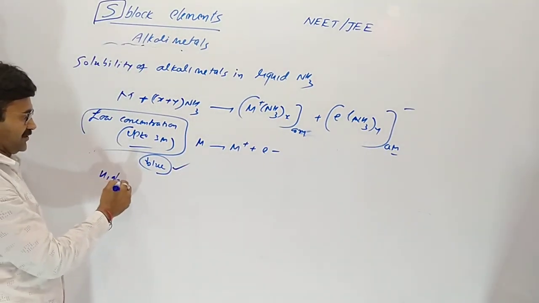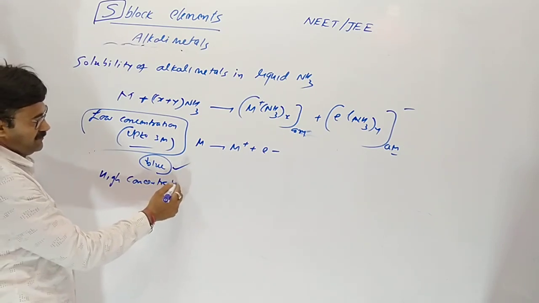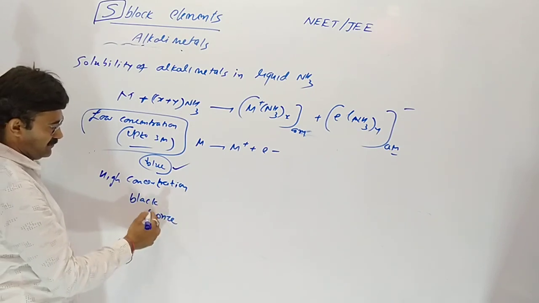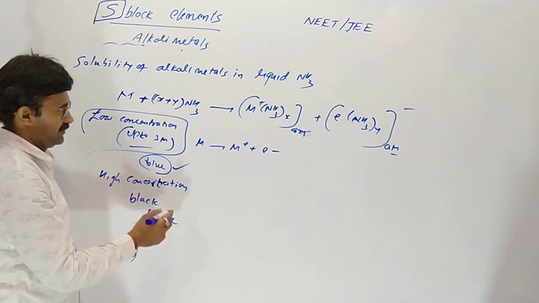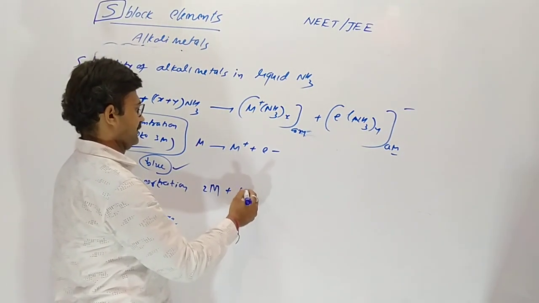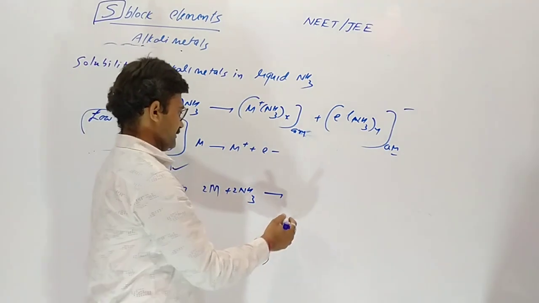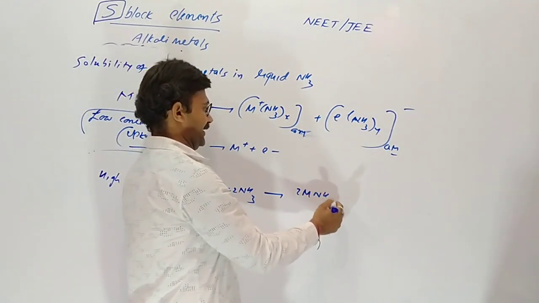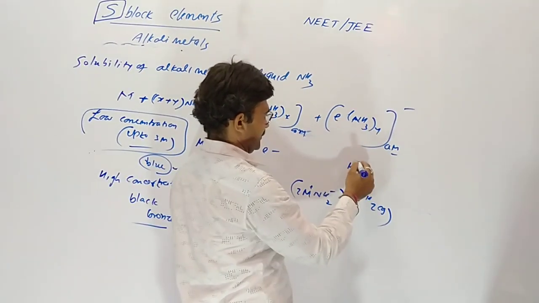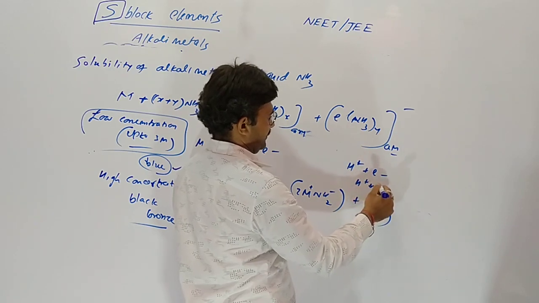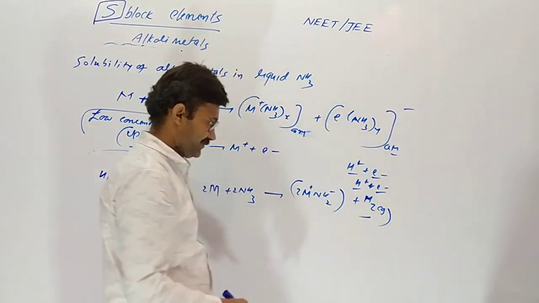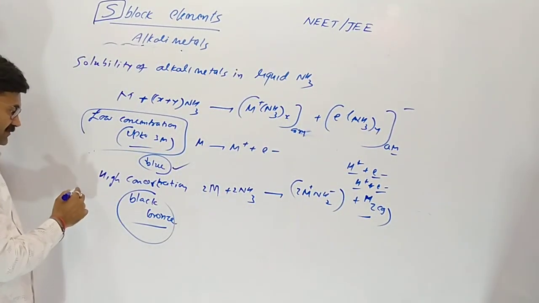But at high concentration, the color will change to black bronze. Why? At high concentration, a reaction occurs, giving the metallic amide plus H2 gas. So H plus gains an electron. Now our electron becomes diamagnetic and the color changes.